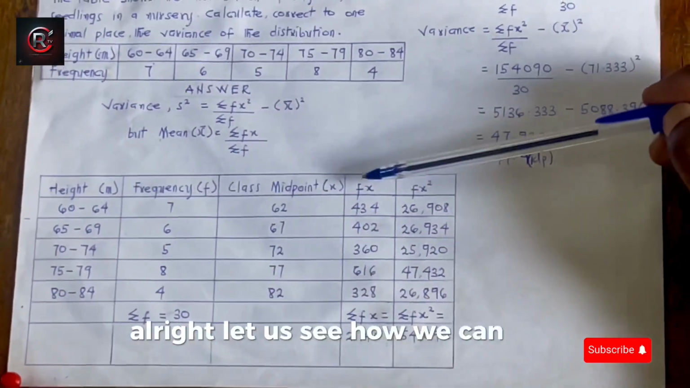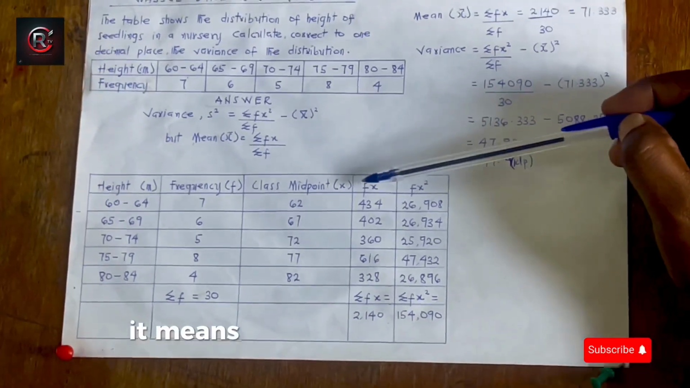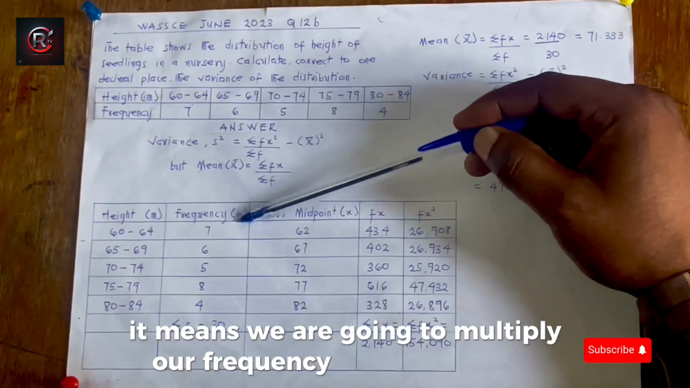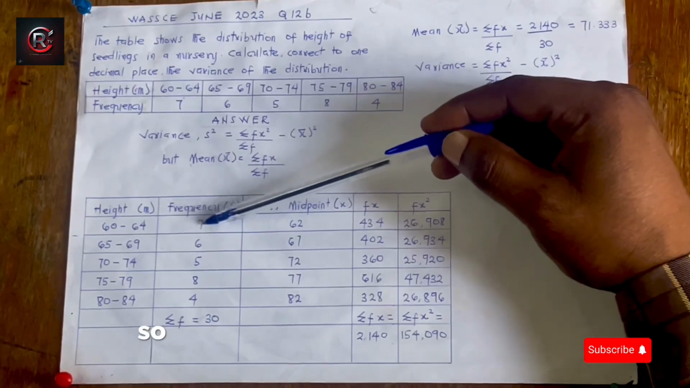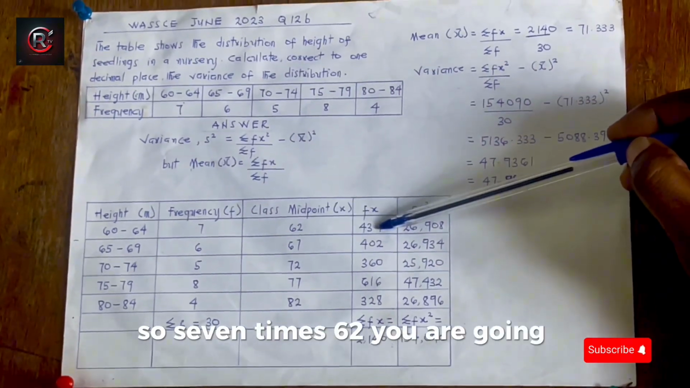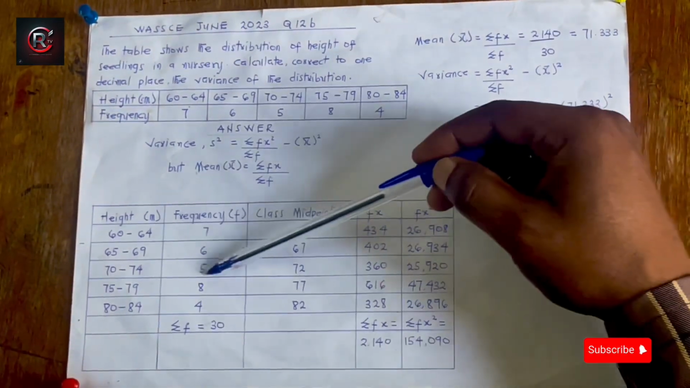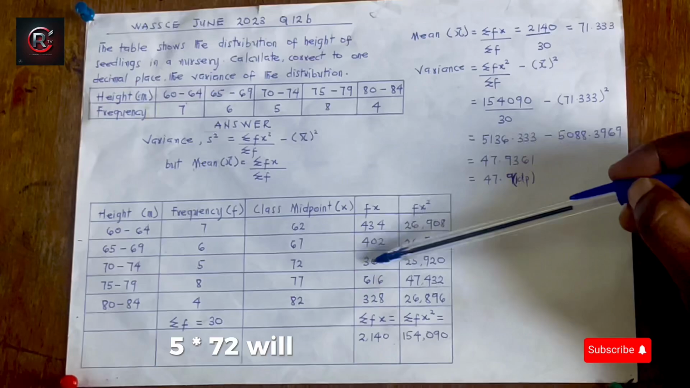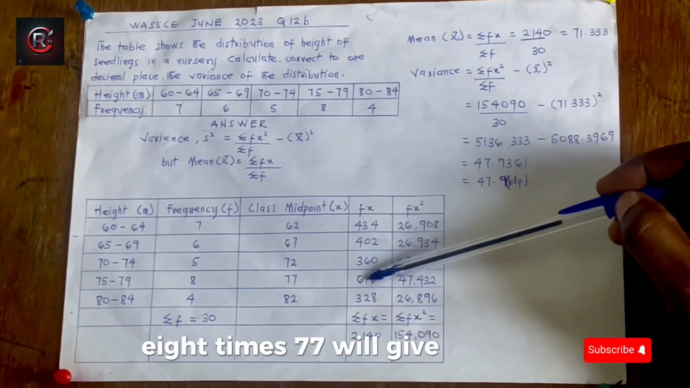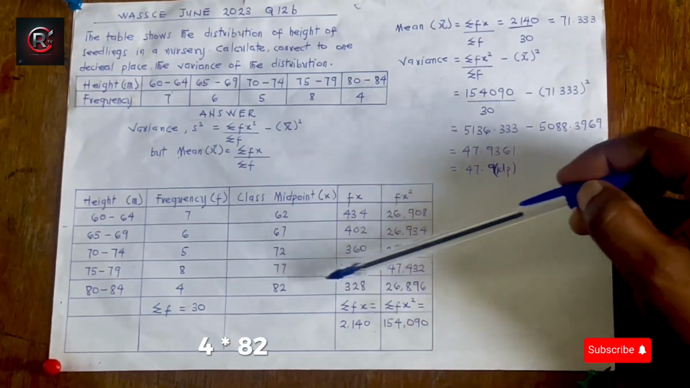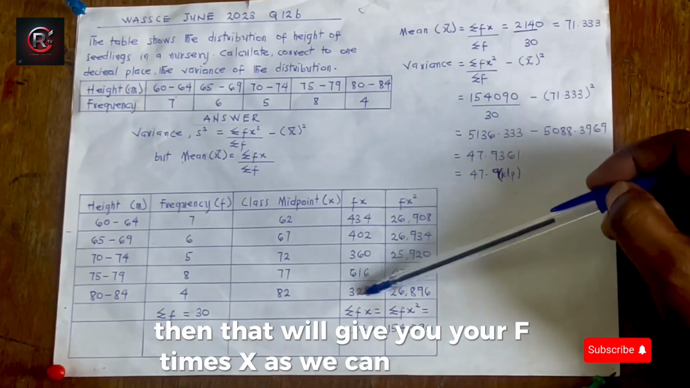All right, let us see how we can get our f times x. Here it means we are going to multiply our frequency by our midpoint. Our frequency here is 7, so 7 times 62, you are going to have this. 6 times 67, you have this. 5 times 72 will give you 360. 8 times 77 will give you this. 4 times 82 will give you this. Then that will give you your f times x, as we can see it here.